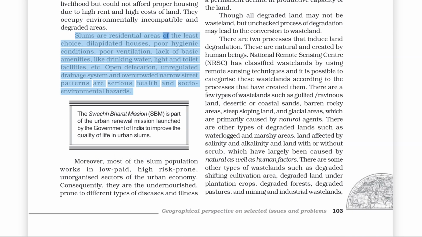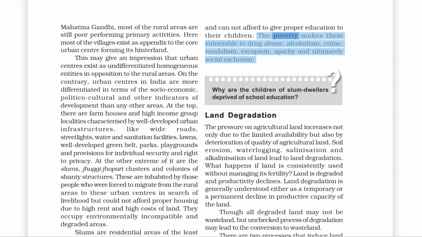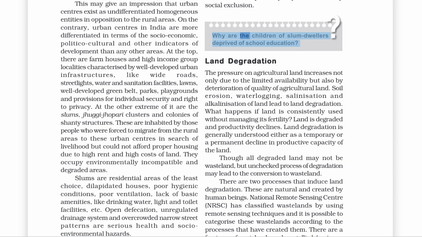Slums are residential areas of the least choice, dilapidated houses, poor hygienic conditions, poor ventilation, lack of basic amenities, like drinking water, light and toilet facilities, etc. Open defecation, unregulated drainage system and overcrowded narrow street patterns are serious health and socio-environmental hazards, and they cannot afford to give proper education to their children. The poverty makes them vulnerable to drug abuse, alcoholism, crime, vandalism, escapism, apathy and ultimately social exclusion. Why are the children of slum dwellers deprived of school education?